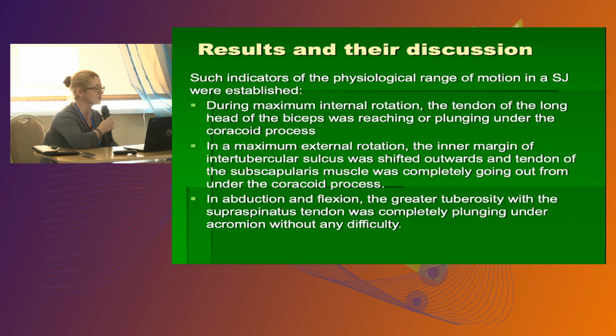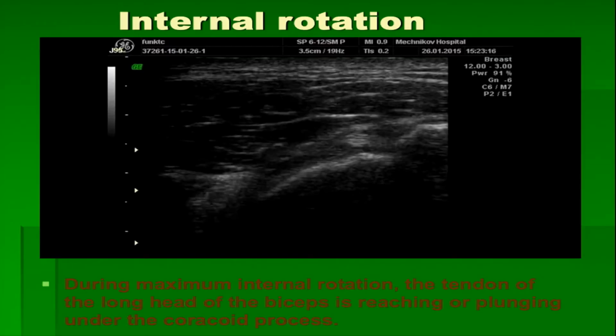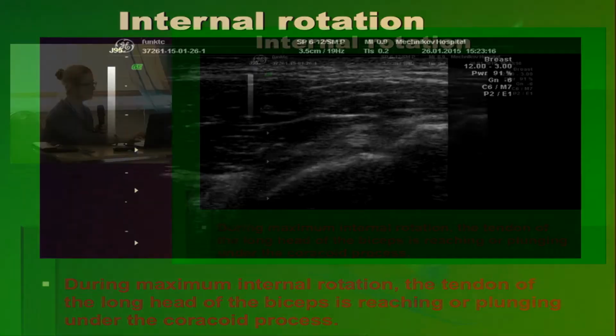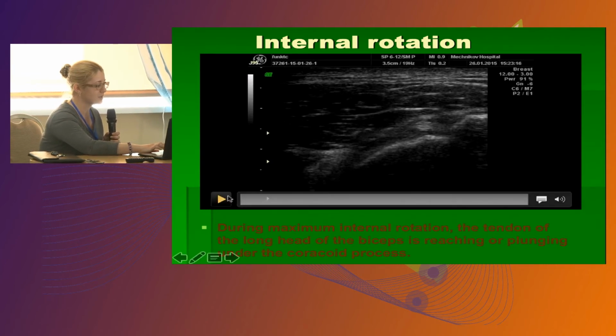We have such indicators of the physiological range of motion in the shoulder joint. During maximum internal rotation, the tendon of the long head of the biceps was reaching or plunging under the coracoid process. In maximum external rotation, the inner margin of intertubercular sulcus was shifted outwards. Let's see.